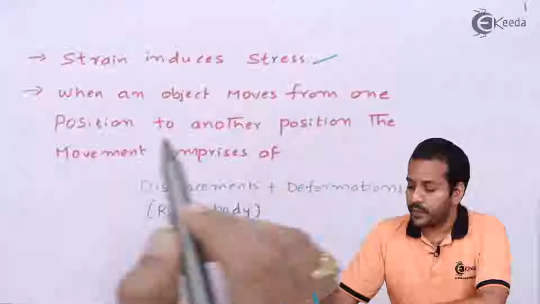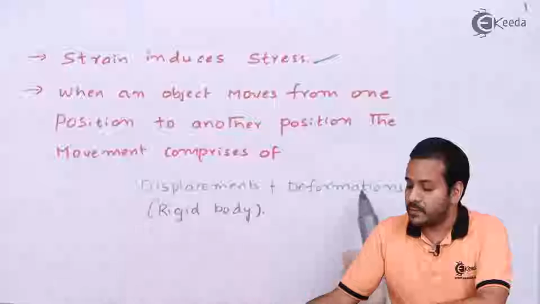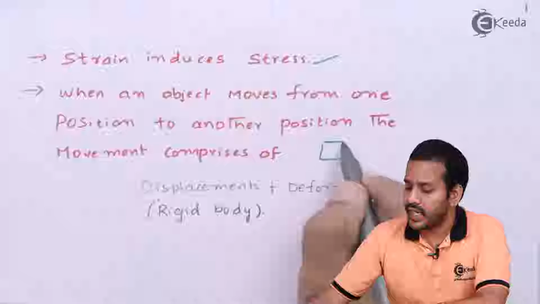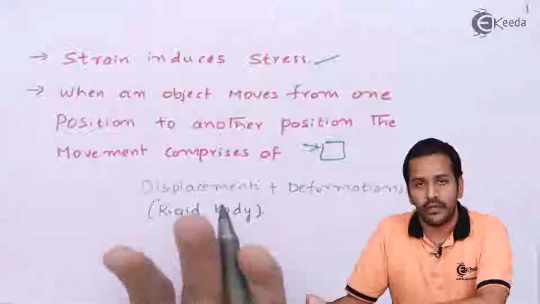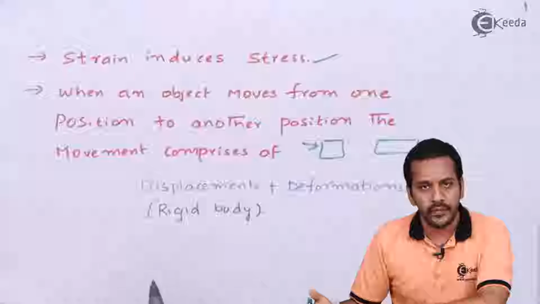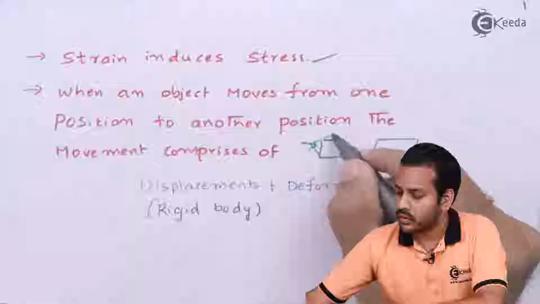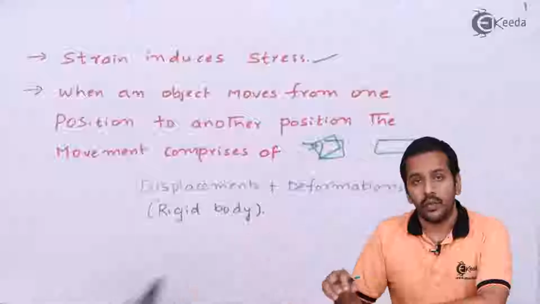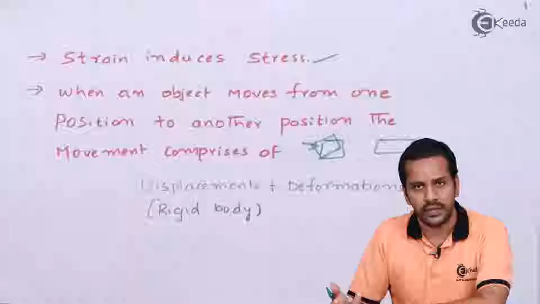When an object moves from one position to another position, the movement comprises of displacements plus deformations. So if you take some object, let us say I have taken this square, and if I apply some force on this, what will happen is the square might elongate as well as the square might rotate like this. So anything can happen. When the body is deforming, it comprises of both stretches as well as rotations.